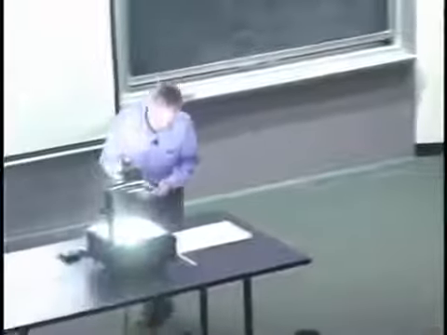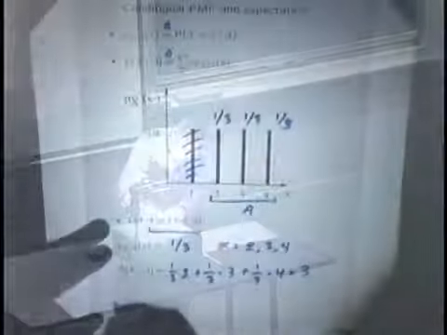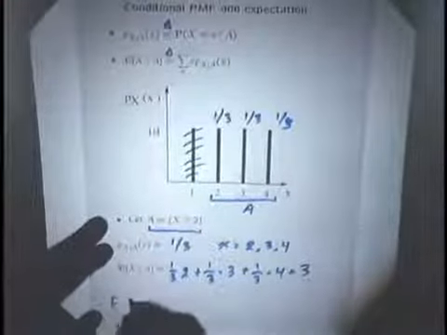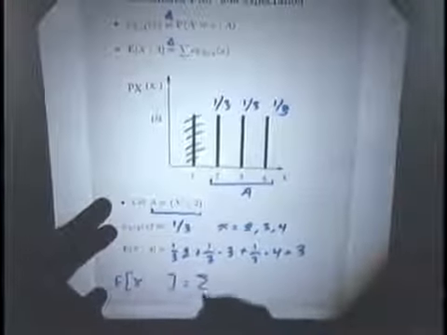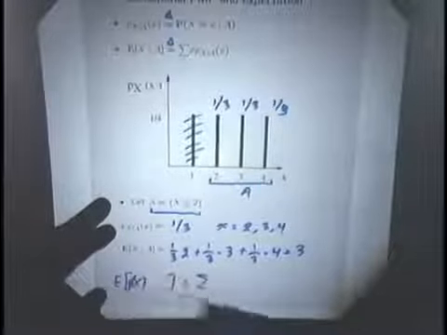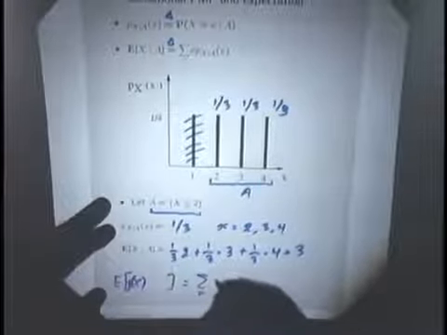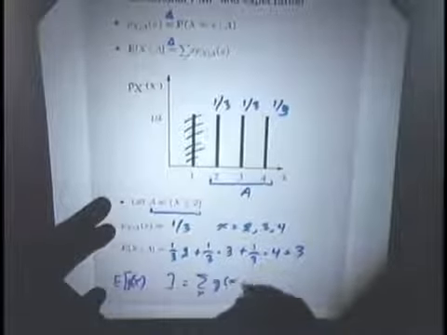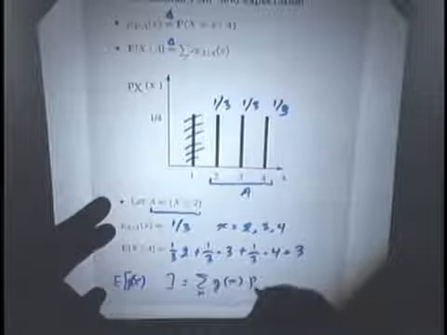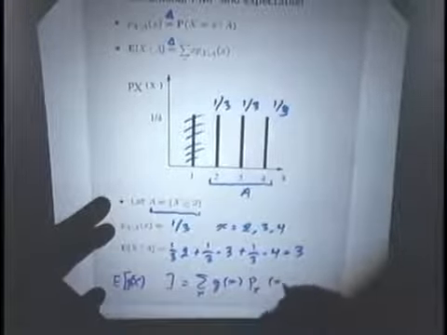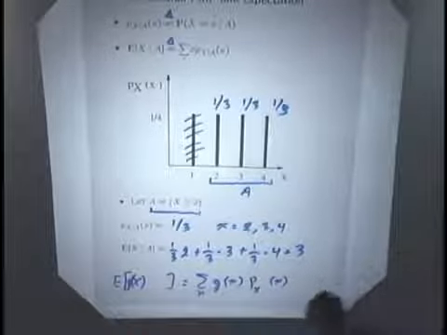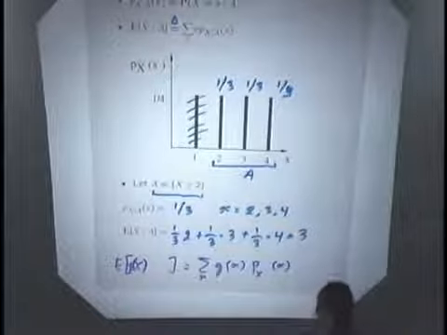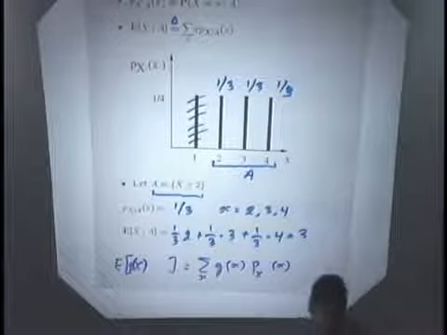Or you can take any formula that you might know, such as the formula that the expected value of g of x is the sum over all x's of g of x times the PMF of x. So this is the formula that we already know about how to calculate expectations of a function of a random variable.